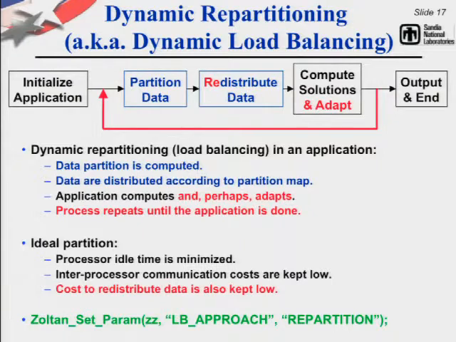But Zoltan does not automatically decide when to do this. The application will need to have some sort of monitor to say that, oh, I think I should repartition at this point. That can sometimes be a difficult decision to make.